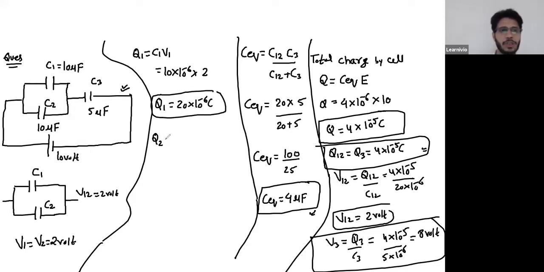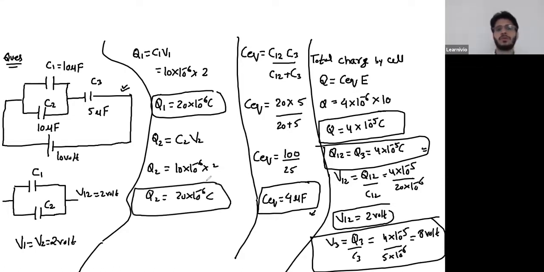Similarly, you can calculate Q2. How much is Q2? That's C2V2. C2 is 10 into 10 raised to the power minus 6, into 2, that comes out to be again 20 into 10 raised to the power minus 6. So this is how we have calculated Q1, Q2, Q3, V1, V2 and V3.